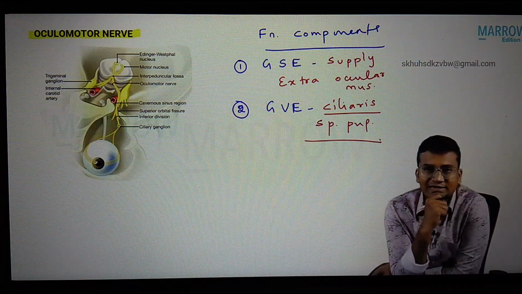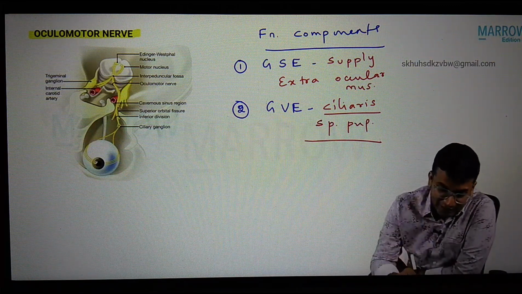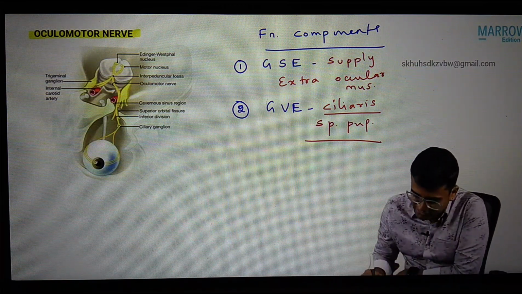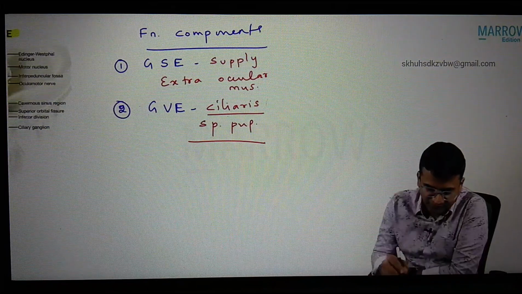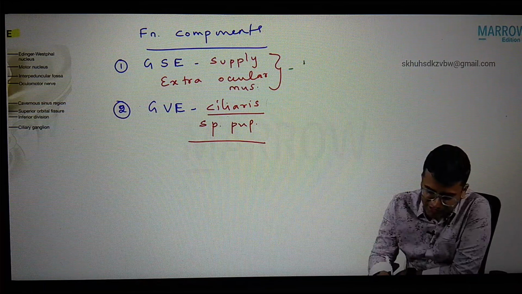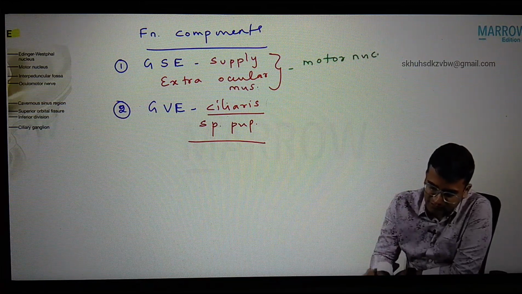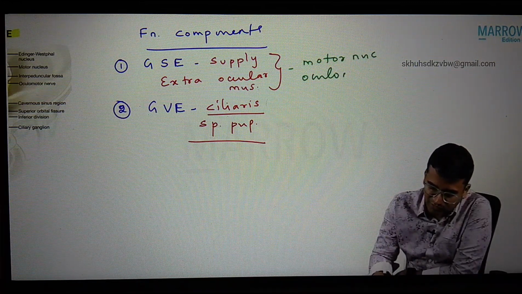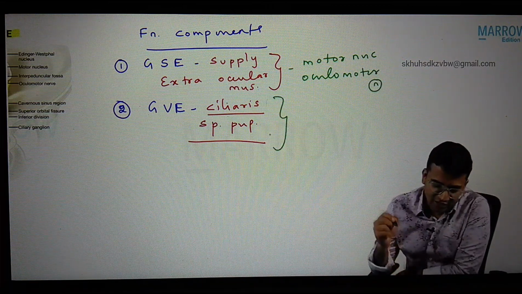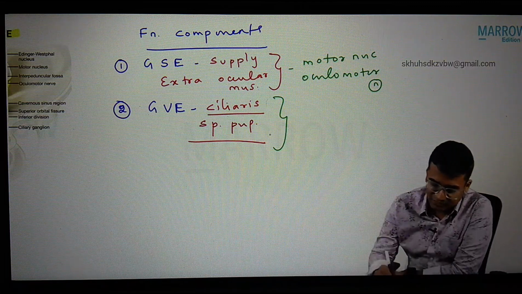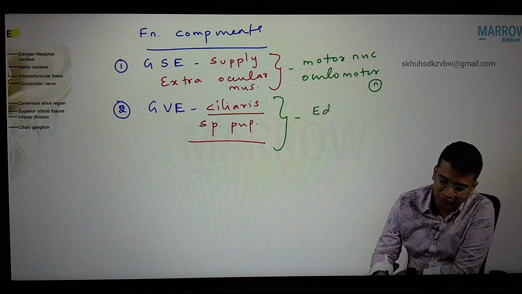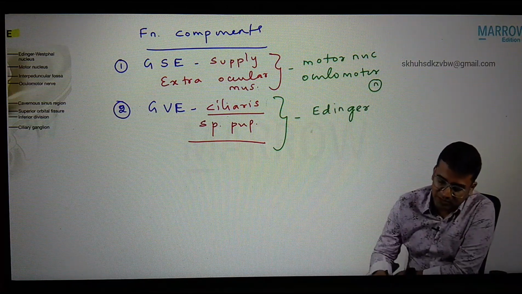Now we have a separate nucleus for these two functions. For the GSE column, the nucleus is the motor nucleus of the oculomotor nerve, which is in the midbrain. And the GVE column is supplying two muscles, ciliaris and sphincter pupillae muscle. The nucleus is the Edinger-Westphal nucleus. Very good. Just now I told you about the ciliary ganglion, no?